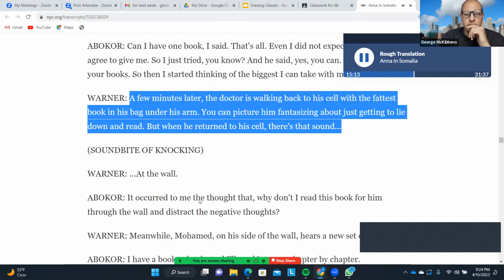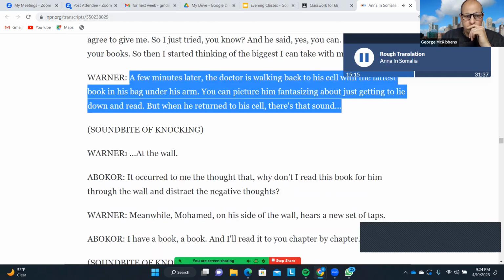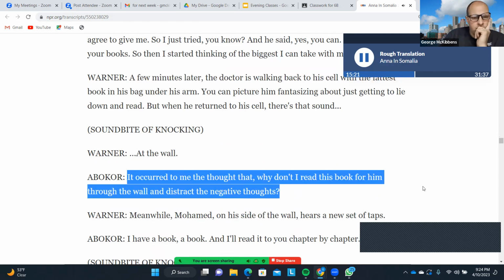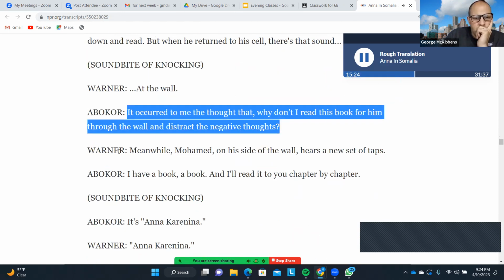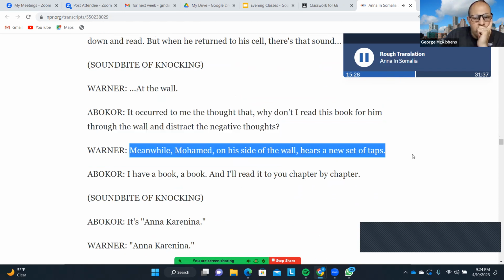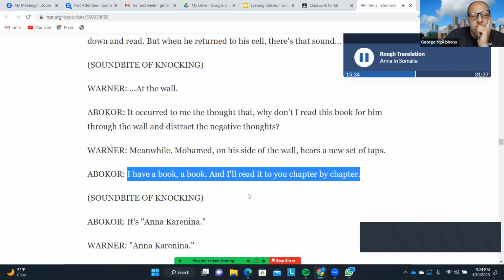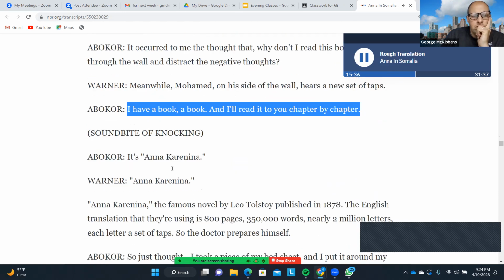But when he returns to his cell, there's that sound at the wall. It occurred to me, the thought that, why don't I read this book for him through the wall and distract the negative thoughts? Meanwhile, Muhammad, on his side of the wall, hears a new set of taps. I have a book, and I'll read it to you chapter by chapter.